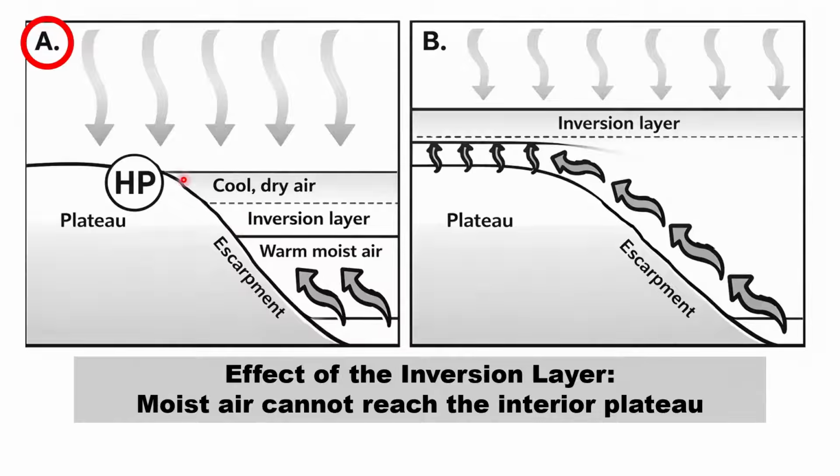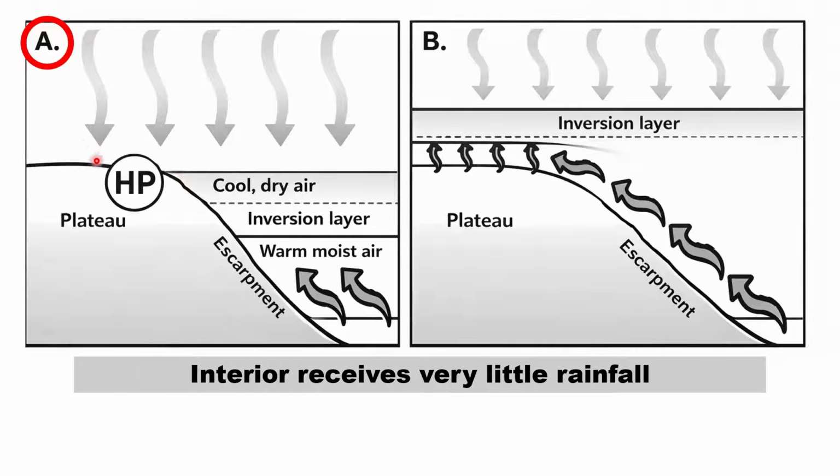So even though there is moisture near the coast, it is blocked. As a result, the interior of South Africa is dry. Very little rain falls in winter.